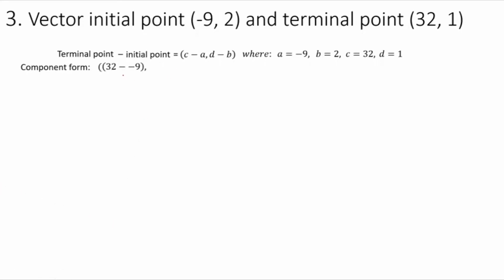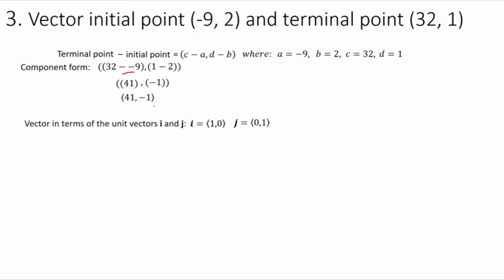Again, we have these double negatives here, not to trip you up, but just to keep you reminded. Here we have 1 minus 2. So 32 plus 9, since we have the double negative, will be 41. 1 minus 2 will give you negative 1. From here, the vector is 41, negative 1 in component form.